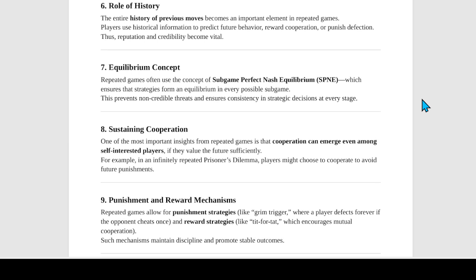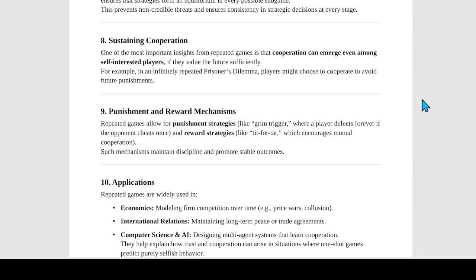Repeated games are analyzed using subgame perfect Nash equilibrium. Alright, this ensures that strategies are rational at every stage, right? And not just overall. Overall नहीं देखता है, हर एक stage को analyze करता है and it removes all non-credible threats. ठीक है?